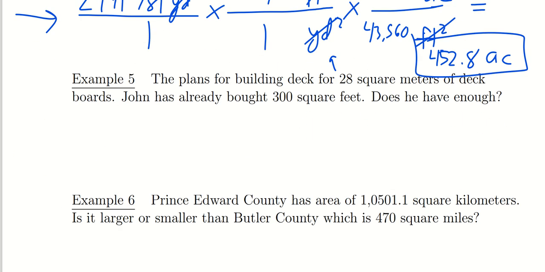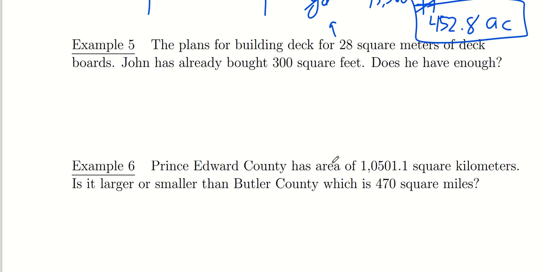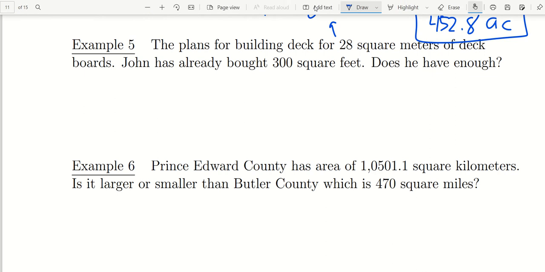Let's look at another example. In example 5, it says John is building a deck and plans for 28 square meters of decking boards. John already has 300 square feet. Does he have enough? So for this one, we need to do a conversion, and there's more than one way to do it. We can convert the 300 square feet into square meters, or you can convert the square meters into square feet, and then just compare the two answers.